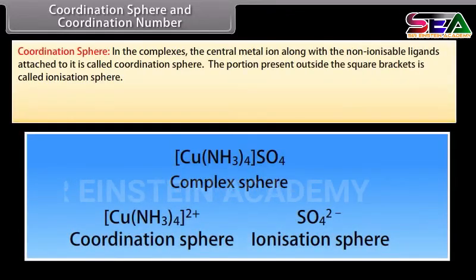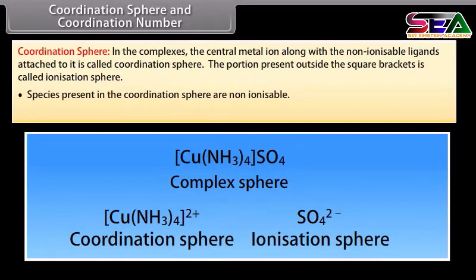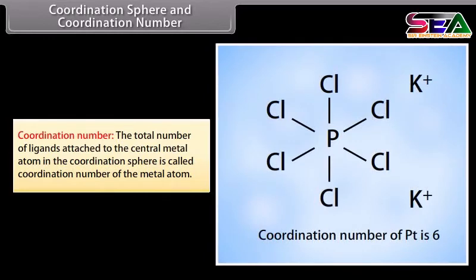Coordination sphere and coordination number. Coordination sphere. In the complexes, the central metal ion along with the non-ionizable ligands attached to it is called coordination sphere. The portion present outside the square brackets is called ionization sphere. Species present in the coordination sphere are non-ionizable. Species present in the ionization sphere are ionizable. Coordination number. The total number of ligands attached to the central metal atom in the coordination sphere is called coordination number of the metal atom.